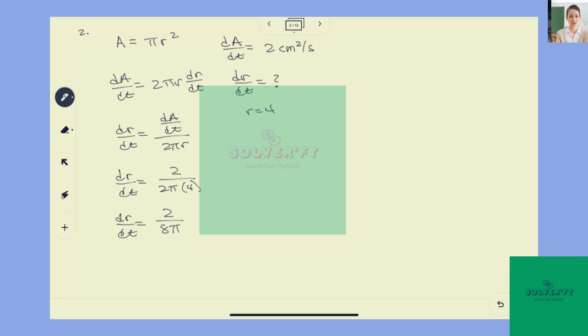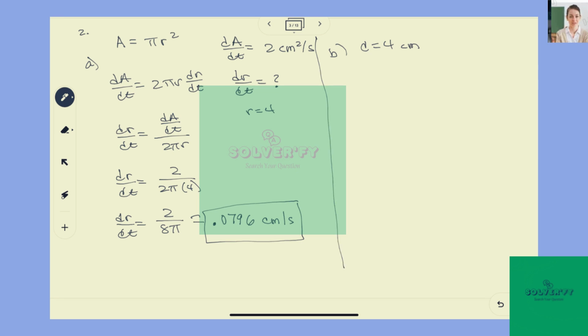We can do that division, and we are going to get approximately 0.0796 centimeters per second. Now in B, I want to know how fast the radius is changing when the circumference is 4. So this was A. In B, when circumference is 4 centimeters.